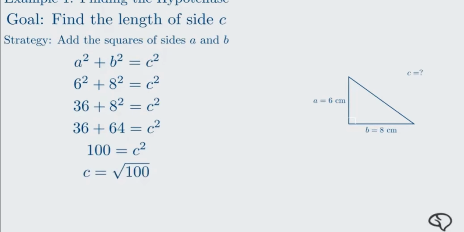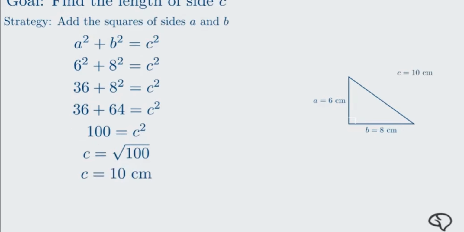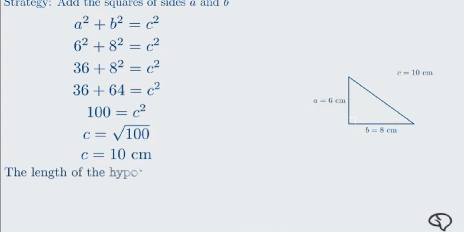Now we have 100 equals c squared. But we want to find c, not c squared. To undo a square, we take the square root of both sides. The square root of 100 is 10, because 10 times 10 equals 100. So, the length of the hypotenuse is 10 centimeters.